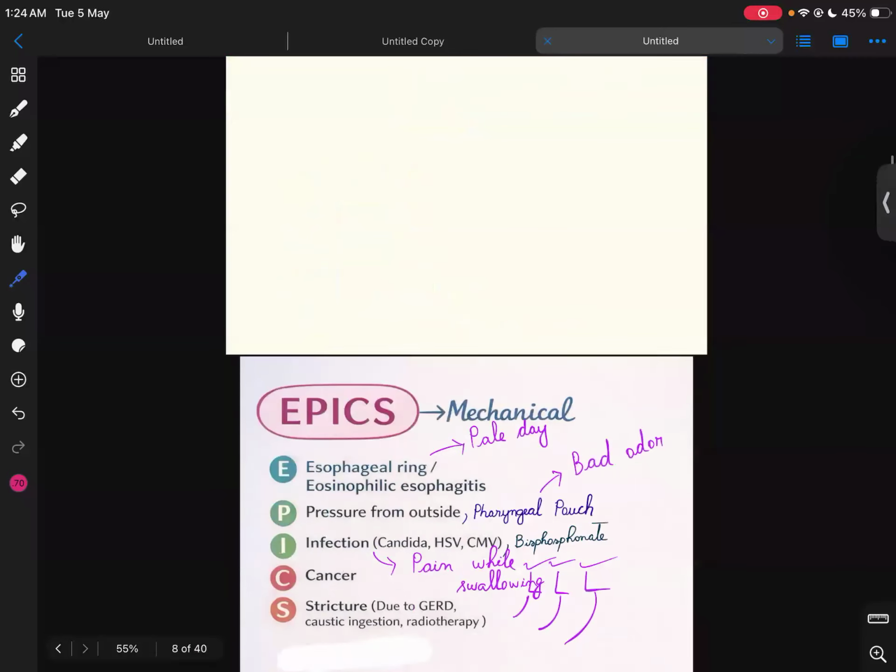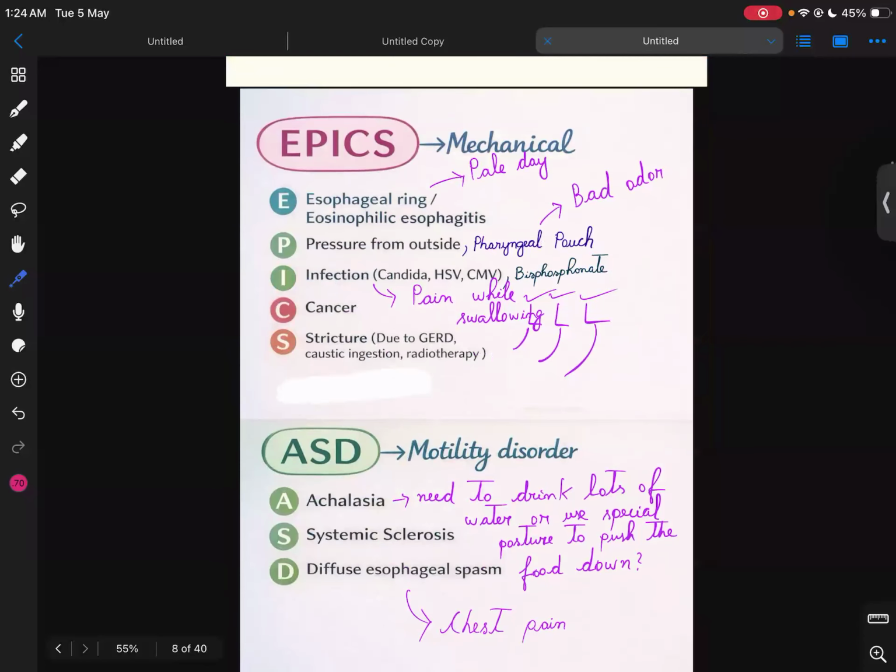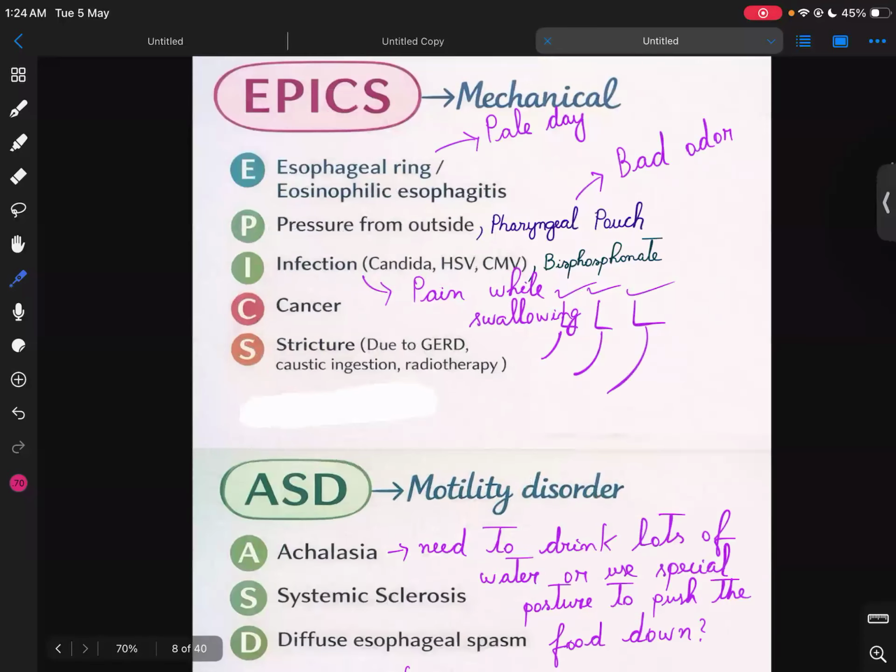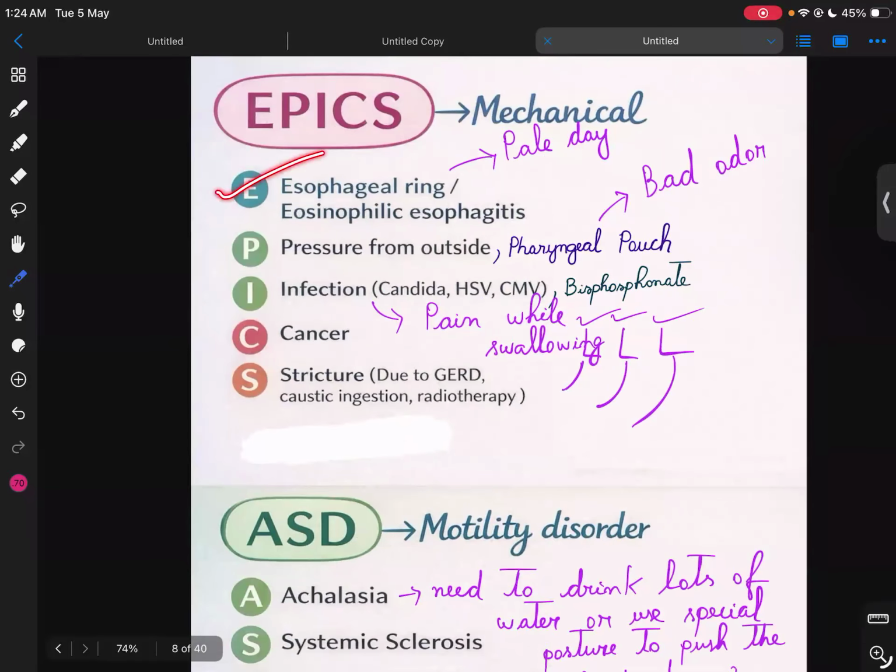Okay, this is the EPICS mnemonic. E stands for esophageal ring or eosinophilic esophagitis. P stands for pressure from outside and pharyngeal pouch. This pressure from outside is most likely due to a malignancy affecting the lung, or due to lymph node swelling, which is also due to some malignancy nearby. This lymph node is going to compress from outside.